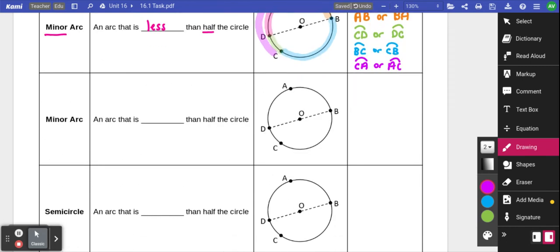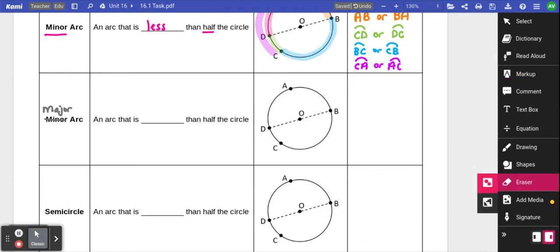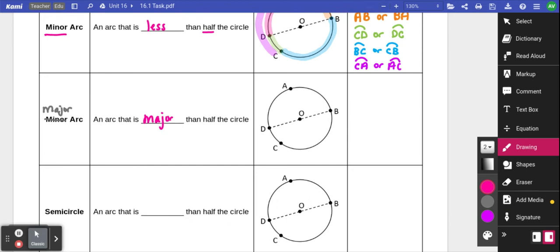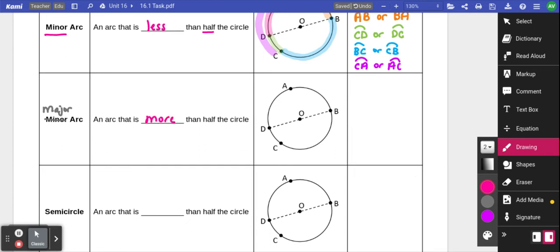The next vocab word is major arc. Now, there's actually a typo here on this paper, so if you could please change this word to major arc. A major arc is an arc that is more than half the circle. So it's got to go more than halfway around this circle for it to count as a major arc. Now, the thing about major arcs is that there's a different way we have to name them. I'm writing the wrong word because I'm trying to talk and say different things at the same time. I apologize. It is more than half the circle.